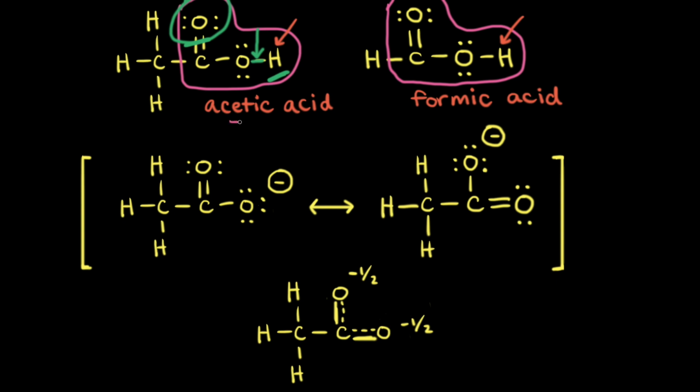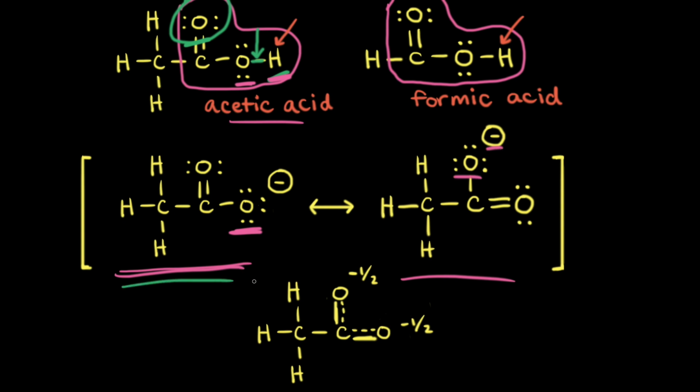When acetic acid donates its proton, it turns into its conjugate base, which is the acetate anion. Notice that the oxygen that used to be bonded to the proton now has a negative formal charge on it. There are two possible resonance structures that you can draw for the acetate anion. The first is with a negative charge on this oxygen, and then we could draw another resonance structure with a negative charge on the other oxygen.